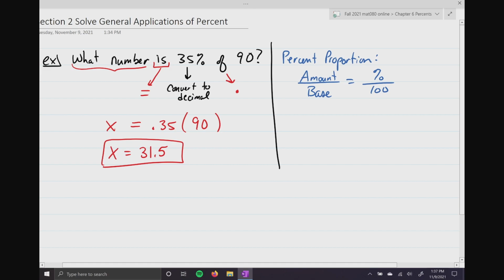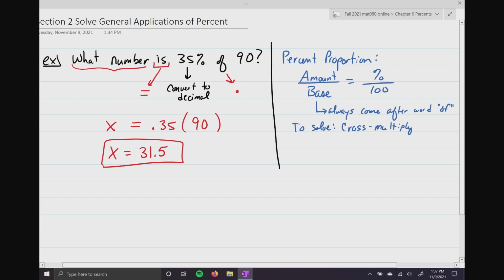And the only number that you really need to be concerned with is this base, because this number, whatever the base happens to be, will always come after the word of. So wherever you see the word of, the number directly after that is going to be our base. To solve this, and I know a lot of us remember this, all you do is cross multiply. So let me show you how this works.